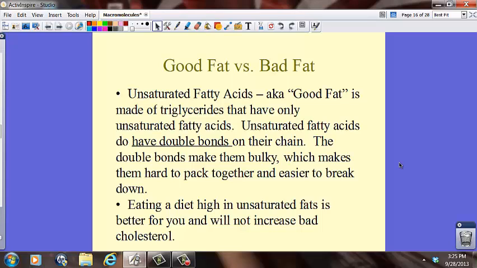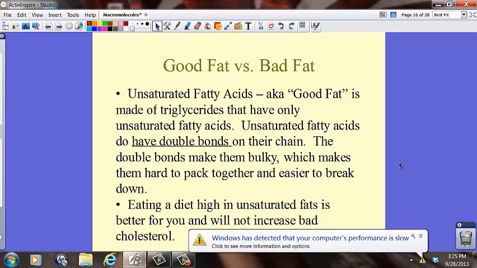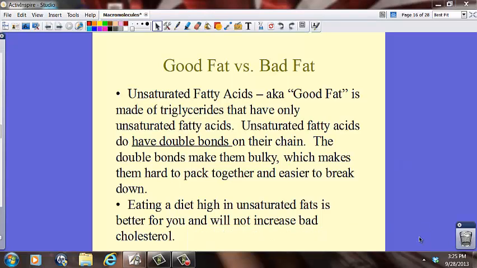So eating a high diet full of unsaturated fatty acids is actually very good for you. You can get some of these unsaturated fats through different nuts and things like that. Beans, these are different types of plants that have these fats in them. They will not actually increase your bad cholesterol, which is good. That's why we like to eat them.